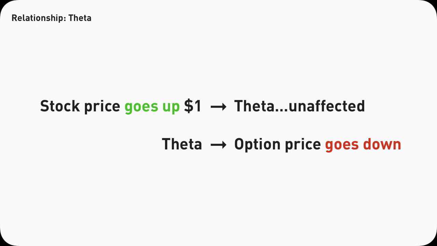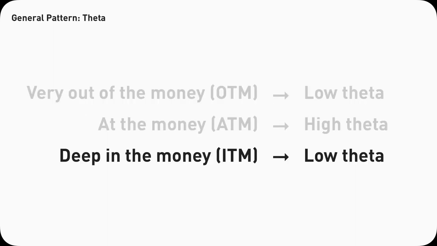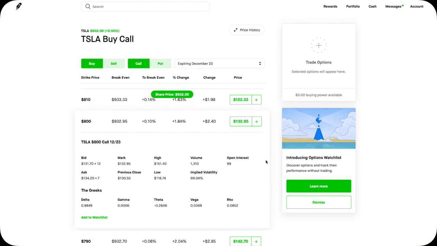option value every day. To look at some general patterns, the more in the money an option is, the lower the theta value is, meaning less theta decay, less money the option contract will lose every day. For example, Tesla, the stock is trading at 932, and the 800 Tesla call is pretty deep in the money. Theta is only negative 0.26. It loses $26 every day.